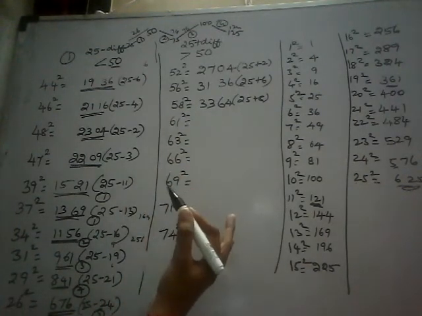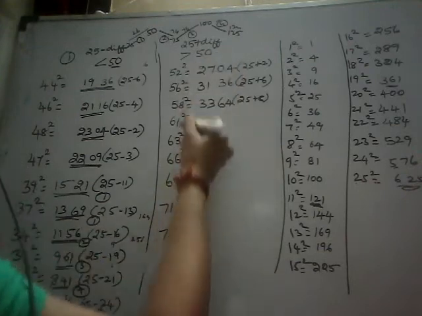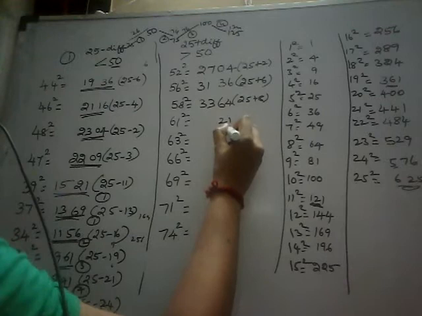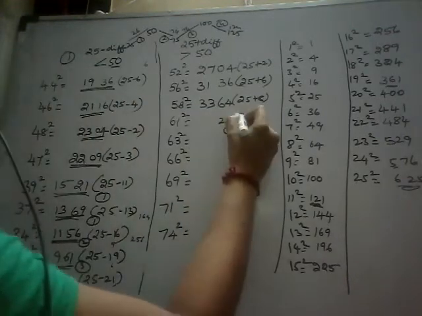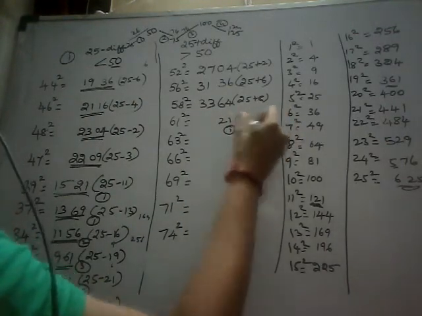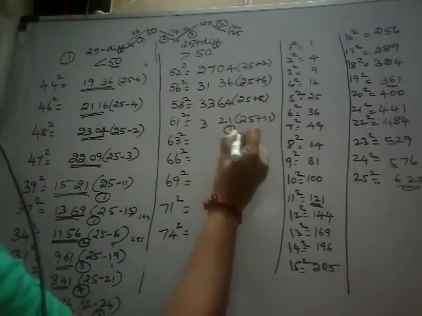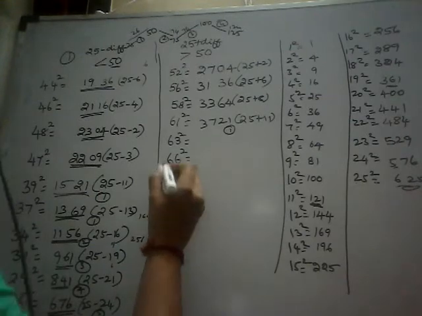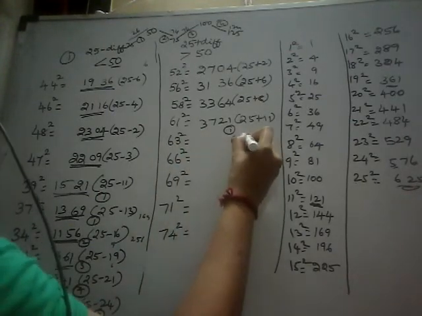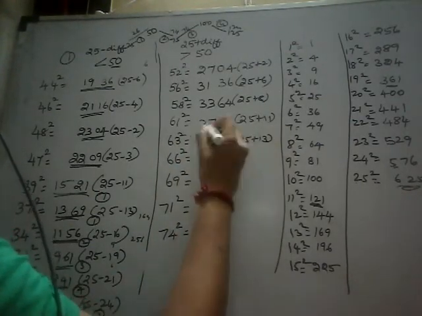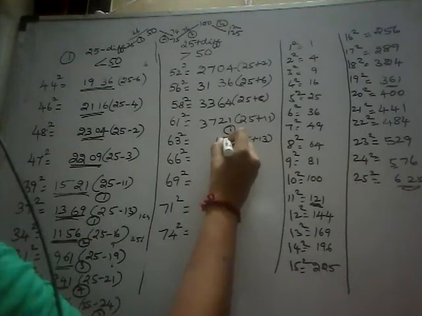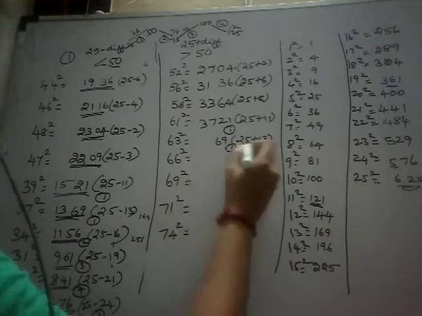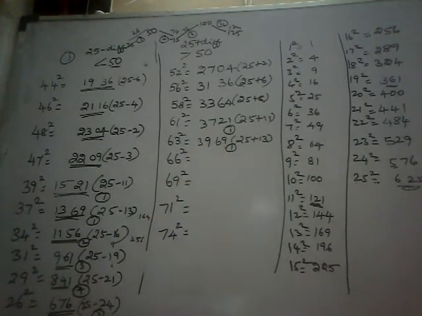Same way, 61 square. How much is the difference from 50? 11. So 11 square is 121. 21, right? 1 in the carryover. So 25 plus 11 will give you 36. 36 plus 1 is 37. 3721. Now 63 square. How much is the difference? 13. So 13 square is 169. 69 right here, 1 carryover. 25 and 13 added, 38. 38 plus 1 is 39.